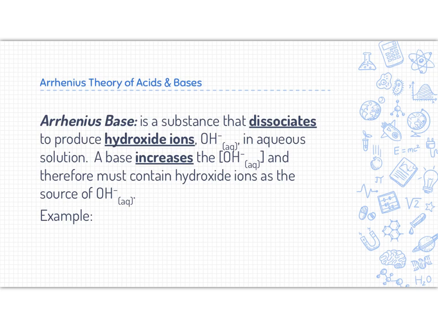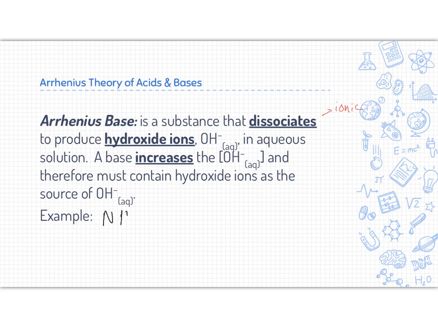An Arrhenius base is a substance that dissociates to produce hydroxide ions. It only has to dissociate because it is already ionic. So it's producing hydroxide ions, or OH-, in aqueous solution. A base will increase the concentration of hydroxide ions and therefore must contain them as the source. So OH must be within the formula of the compound for it to be basic, is what this is saying.